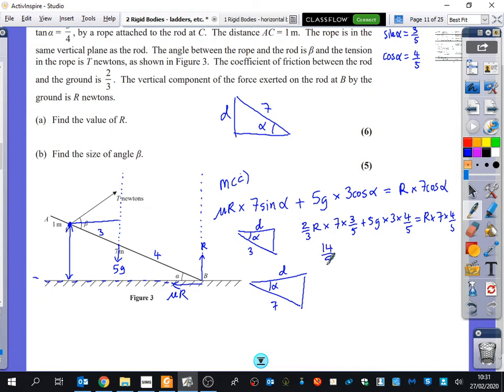So that's 14/5 R plus 12g equals 28/5 R. So we get 12g equals 14/5 R. And so R is 42. Oh, gee. Is that an exact number? Oh, I forgot the mu. Pardon? Is that exact? That's exact. Okay. Yep, it's exact.